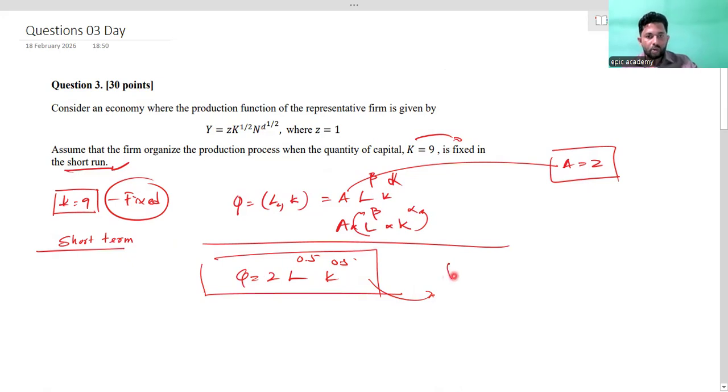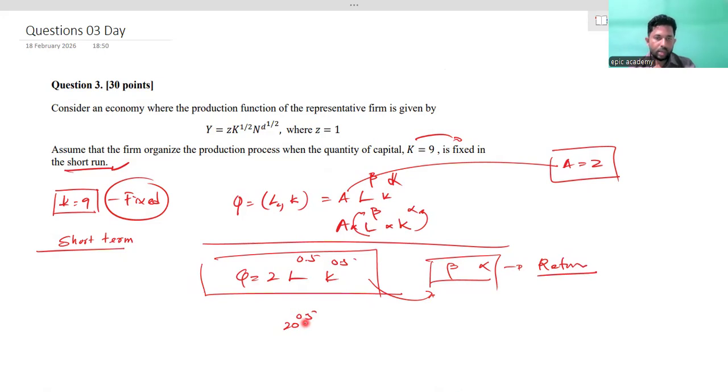By identifying the values of beta and alpha, you can identify the returns of the entire organization. That means L means the number of workers. For example, if you are going to utilize 20 workers, they will produce 20^0.5, that means the production amount is 4.4. That's the effect of 20 workers on the entire production process.